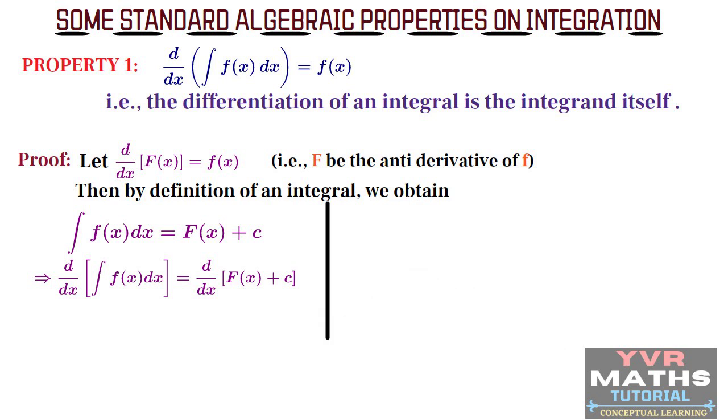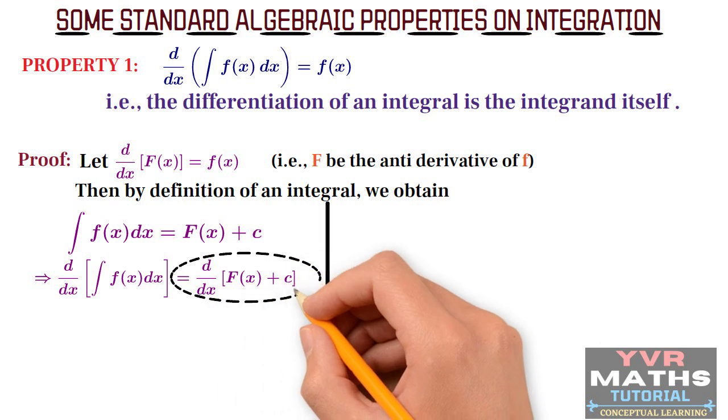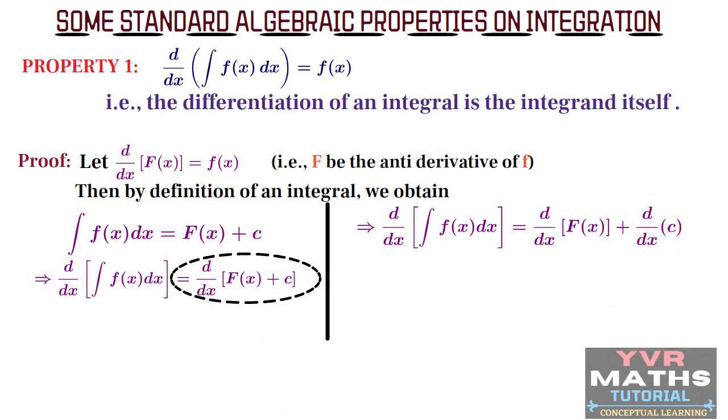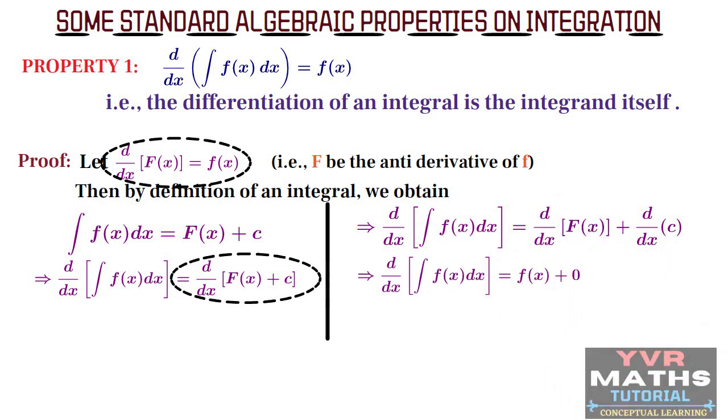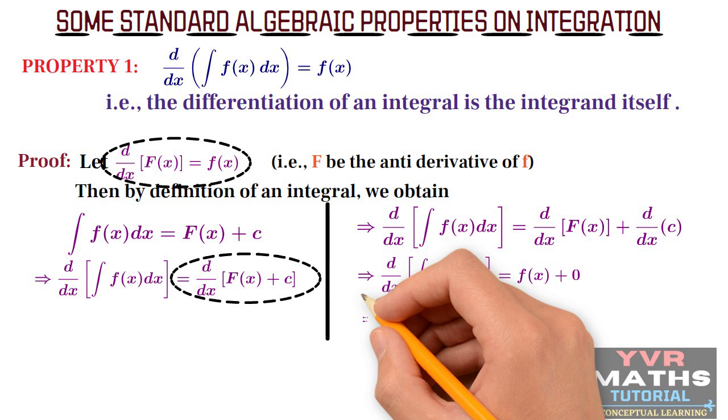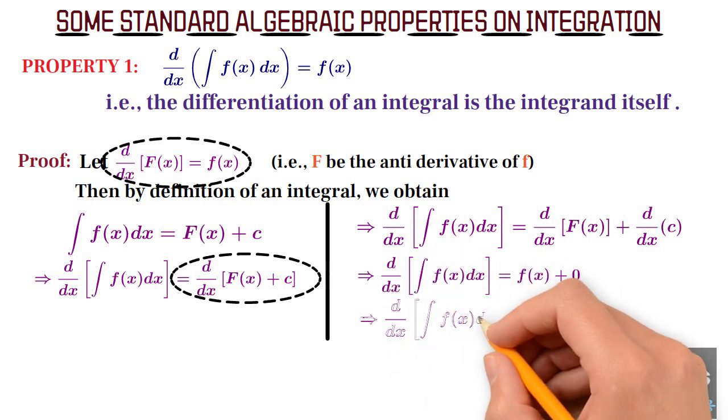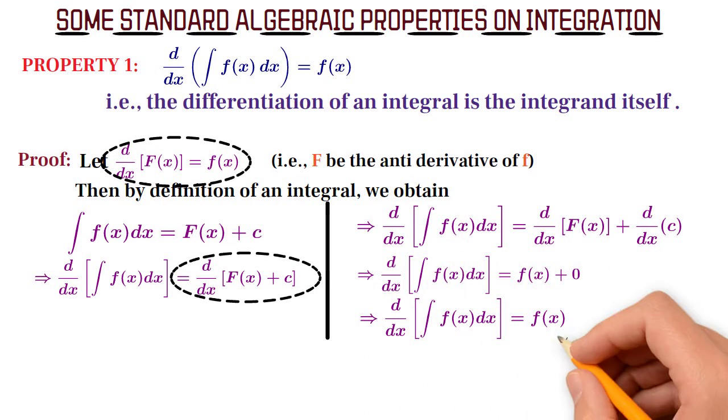From the basic properties of differentiation, d by dx of the sum of two functions can be written as d by dx of the first function plus d by dx of the second function. By using that property, the right side can be written as d by dx of capital F of x plus d by dx of c. From this equation, d by dx of capital F of x is small f of x. That's why the first part is f of x, plus the derivative of any constant is 0. That's why in the next step, the right side is f of x plus 0. Finally, what did you get? d by dx of integral small f of x dx is equal to small f of x. So this is our first property.